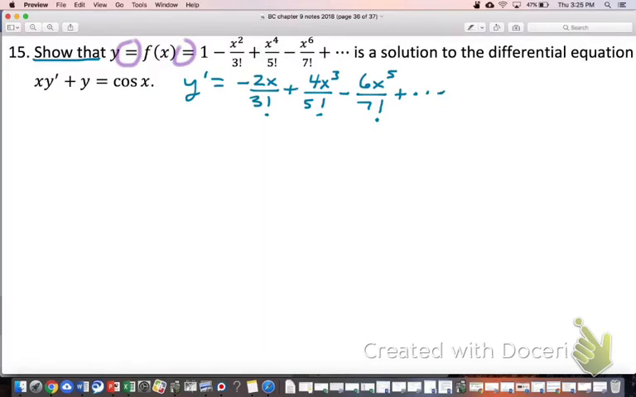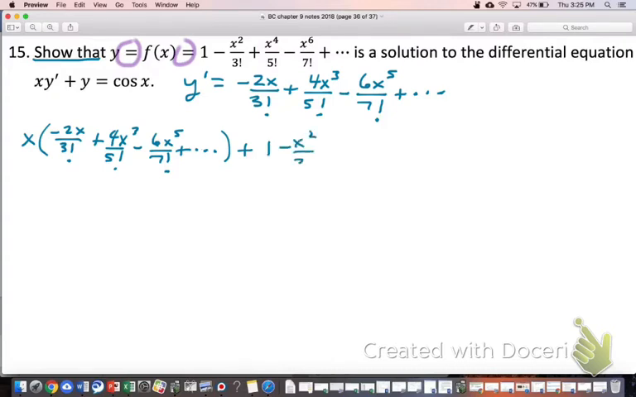Okay, so what I'm going to do now is use that right here in place of y prime. So here's what that would look like. It would be x times the quantity negative 2x over 3 factorial plus 4x cubed over 5 factorial minus 6x to the 5th over 7 factorial plus ... And then that is supposed to be plus y, and I know that y is just that power series up there, so that would be 1 minus x squared over 3 factorial, so on and so forth.